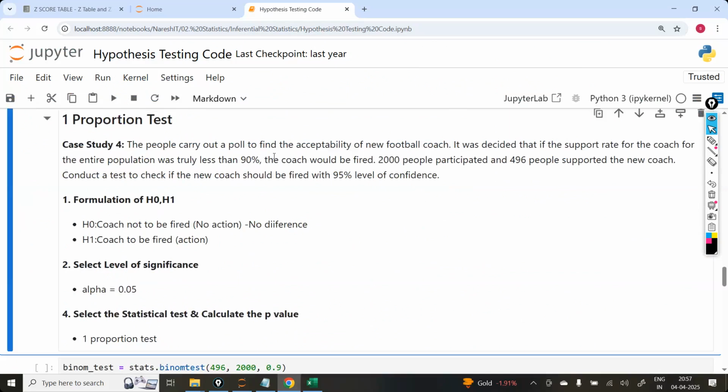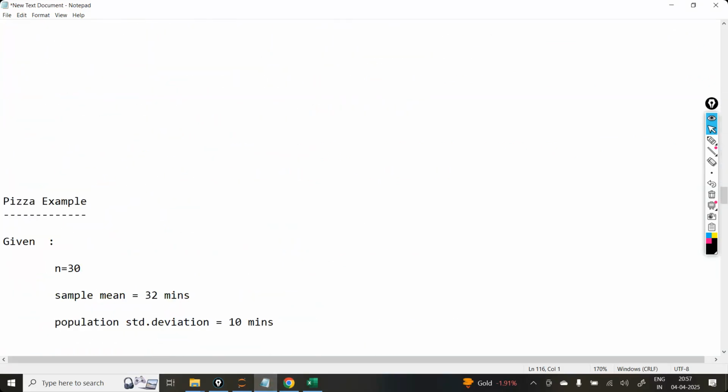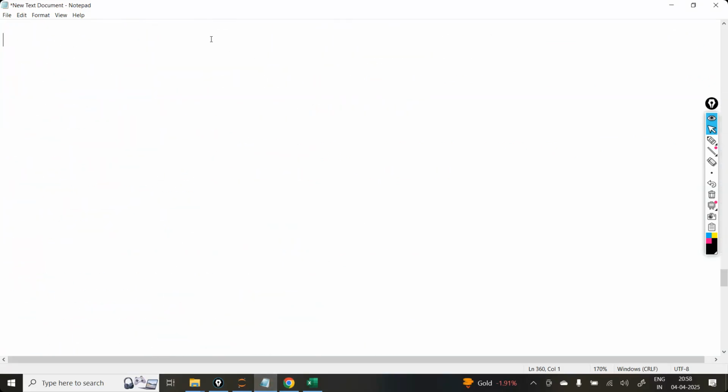Now coming to the proportion test. Now only 2 tests are left. What are the 2 tests? One is called the one proportion test. The second one is called the chi-square test. These 2 we will try to complete on Monday. Along with these 2, we'll discuss type 1 error and type 2 error. Still, inferential statistics is not completed. So on Monday, we are going to cover 3. Remember this.